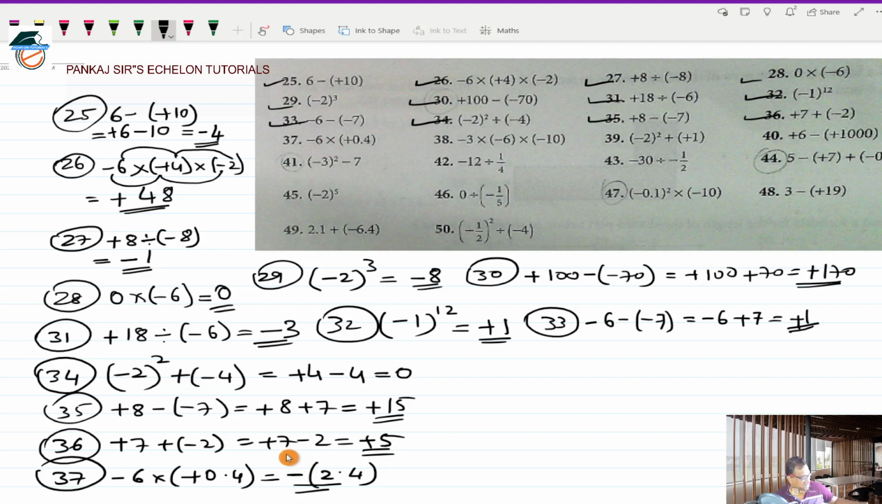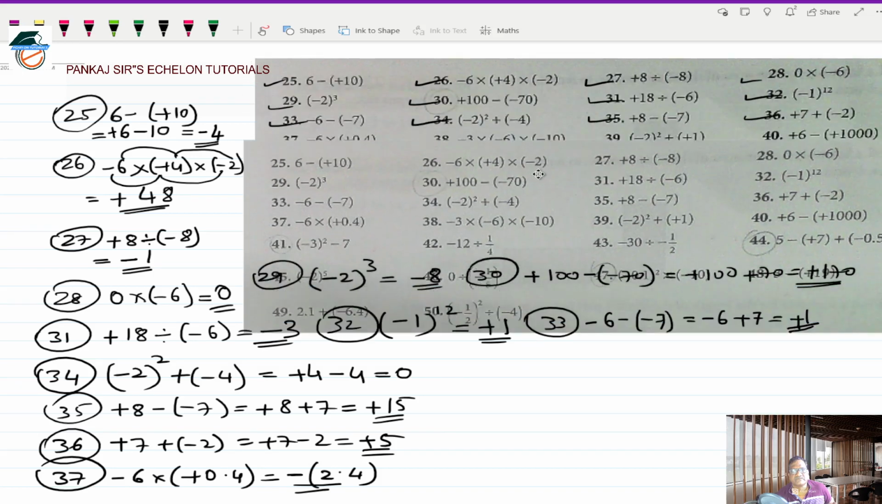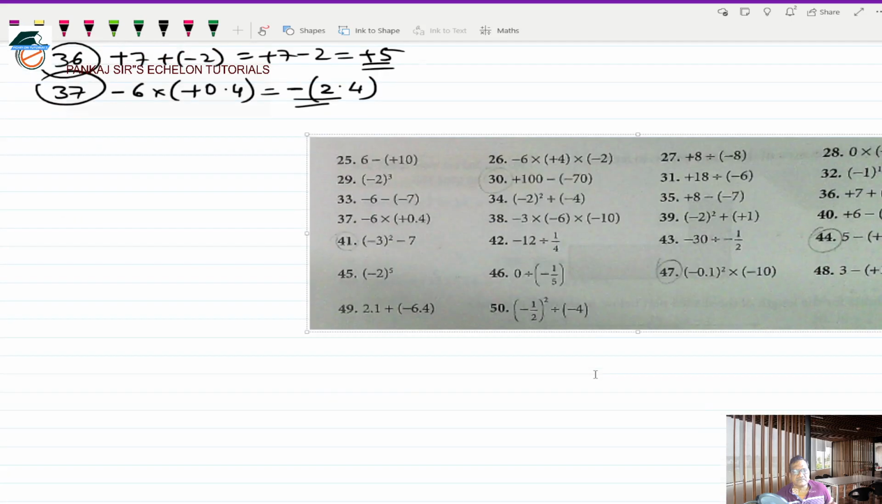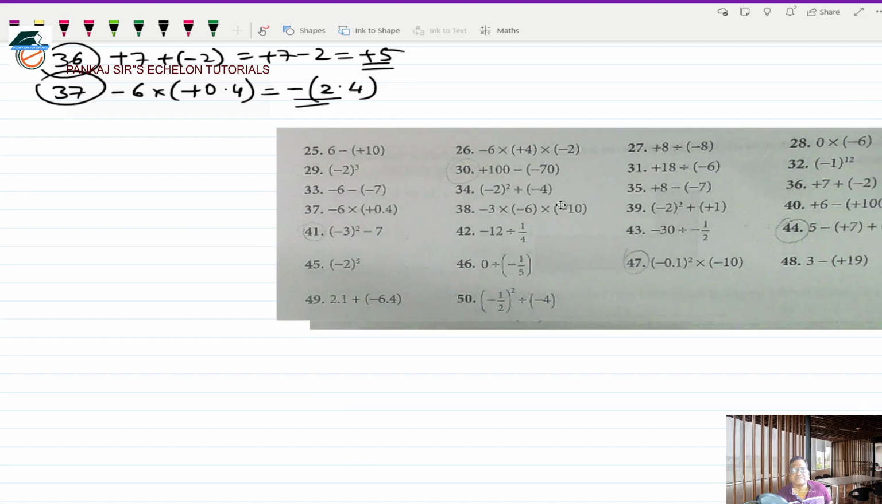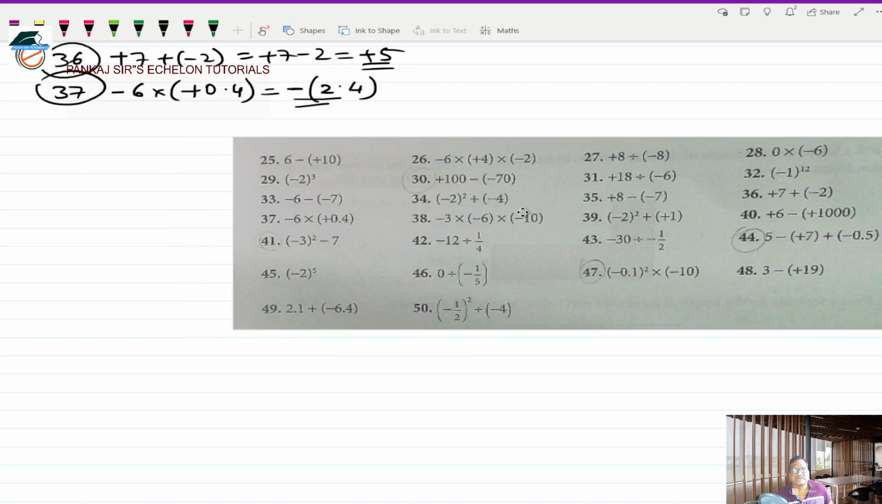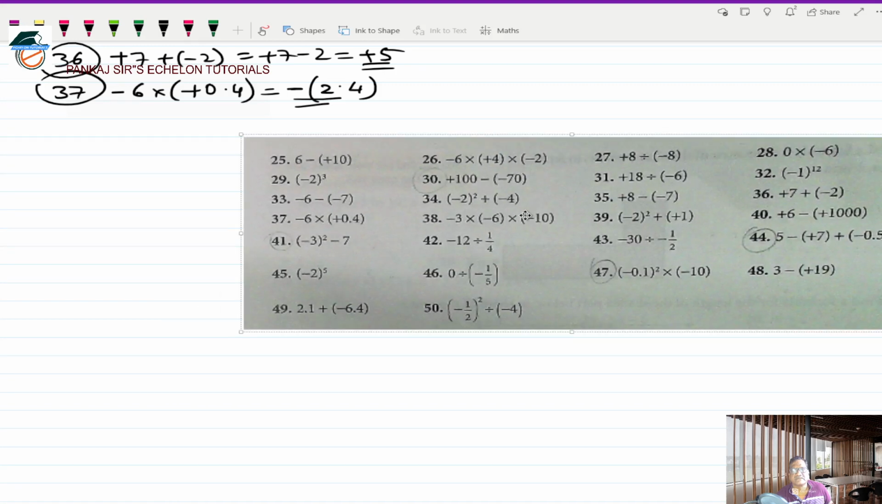Now I'll have to come down and make some space. Here we are. So question number 37 is done with. Now let us come to 38.